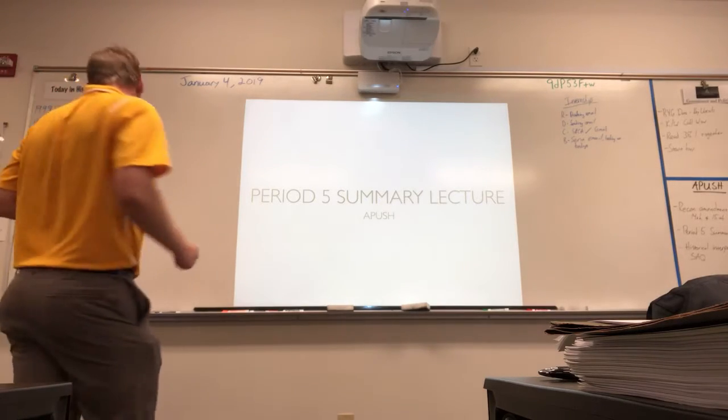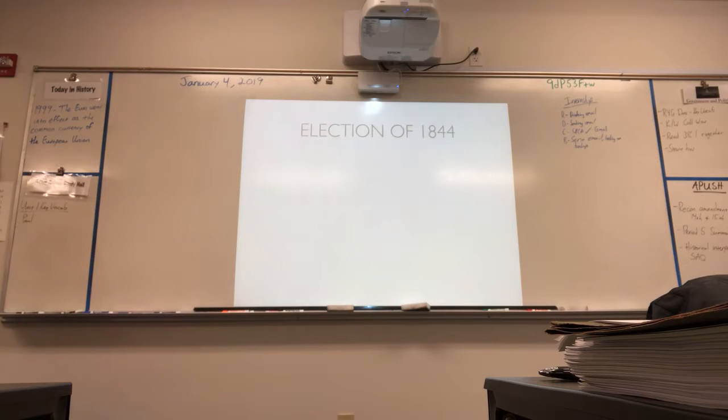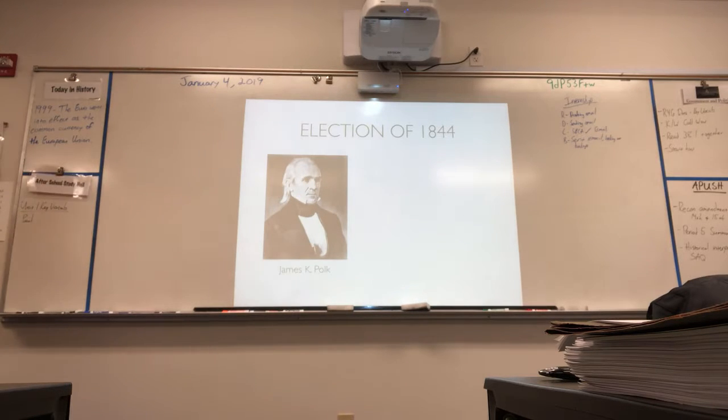Okay, so I'm going to try to move pretty quickly through a lot of the major topics of period 5, which is 1844 to 1877. All right, starting off with the election of 1844. The election of 1844 was won by James K. Polk.